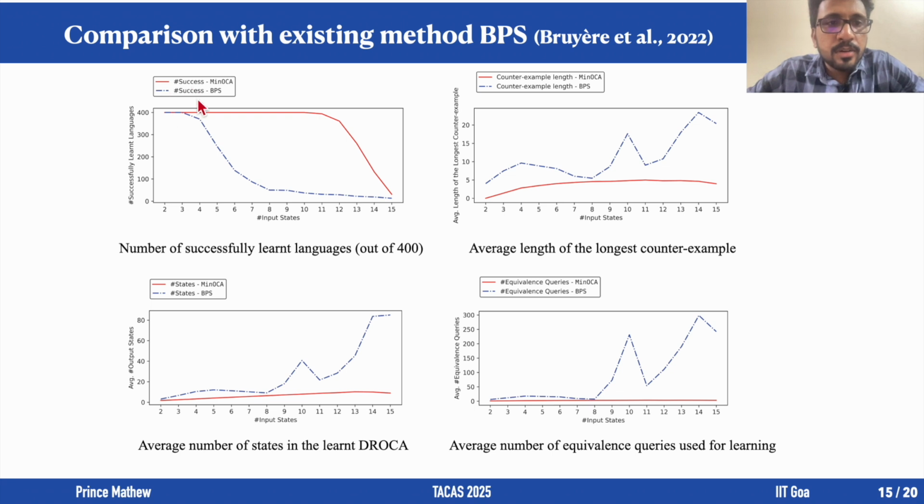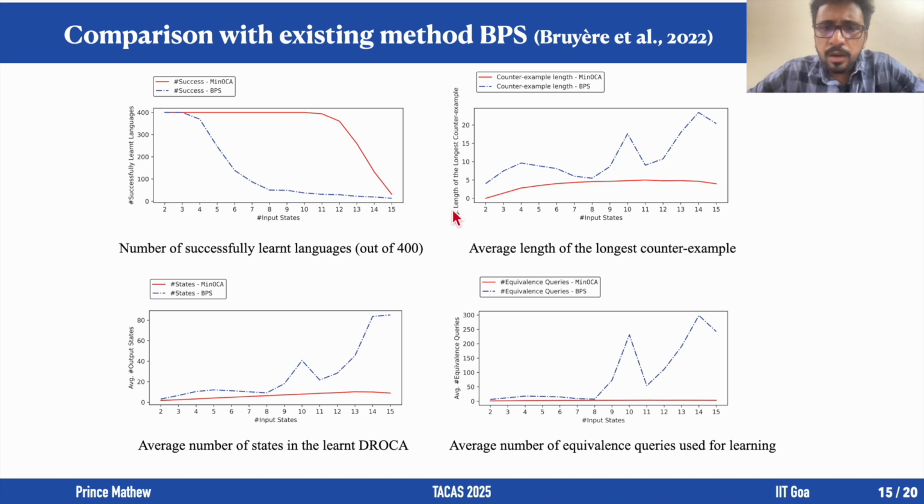So the red line denotes the number of DROCs that the proposed method MinOCA could learn, and the blue dotted line here denotes the number of languages the existing algorithm BPS could learn. So you can see that MinOCA outperforms the existing technique in the number of languages learned. In under 5 minutes, it can learn all DROCs of size up to 11, whereas the existing one can learn up to 4 or 5.